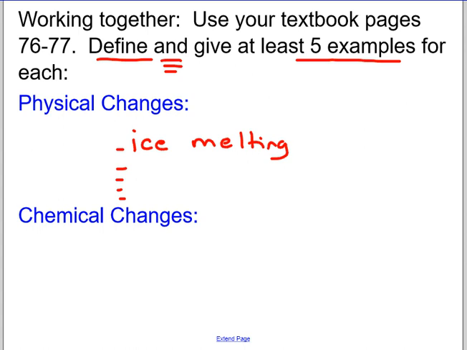Chemical changes happen when a chemical reaction occurs. New products are formed. For example, when you light a match and the match burns, this is a chemical change. Matches burning create carbon, carbon dioxide, and water. So that would be a chemical change. You will need to find at least 4 more examples.